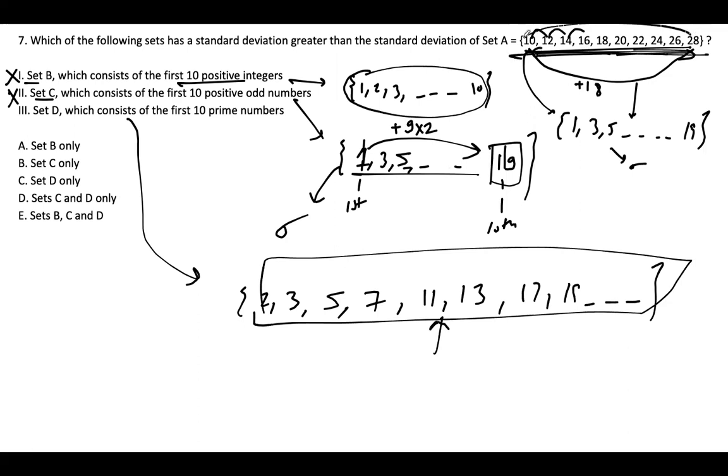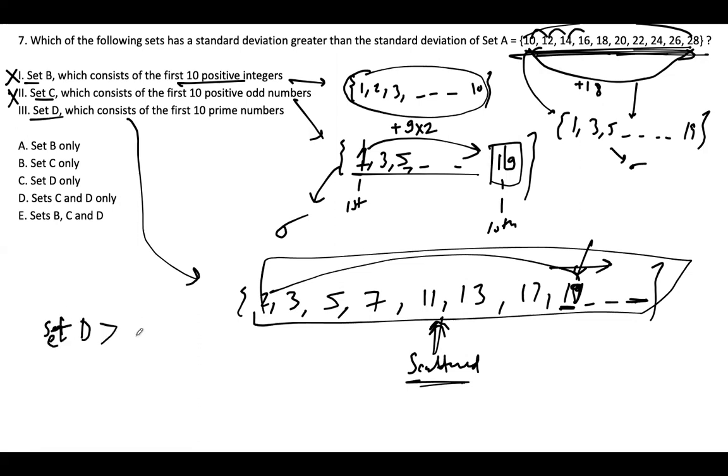Right now, the range is 28 minus 10, which is 18. But as you can see, after 4, 5, 6, 7, 8, the last will be 29. Forget about the last. Even if you think of this as 19 minus 2, that is 17, and this is 18. So this is definitely going to increase. Greater the range, your data is more scattered. More scattered, so the standard deviation will be more. The standard deviation of set D should be greater than the standard deviation of set A.